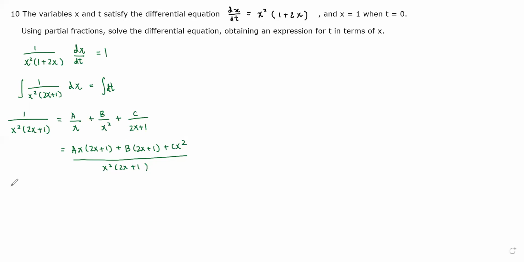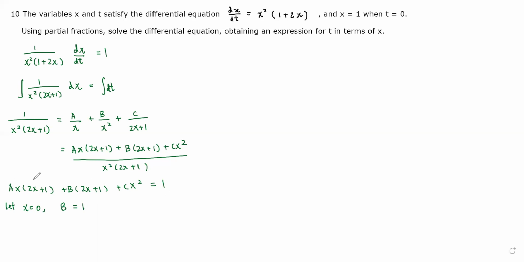Equating the numerator, we see that ax, 2x plus 1, plus b, 2x plus 1, plus cx squared, this is 1. We need to find the values of a, b, and c. To find them, we can use a mixture of substitution and equating coefficients. If we let x be 0, the first term is 0, the last term is 0. When x is replaced with 0, we just have b, and b is 1.